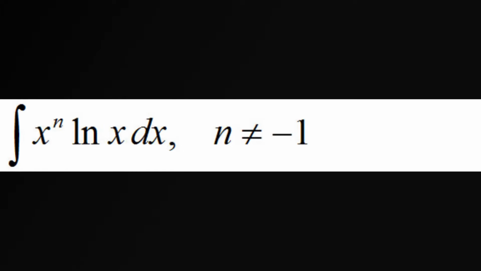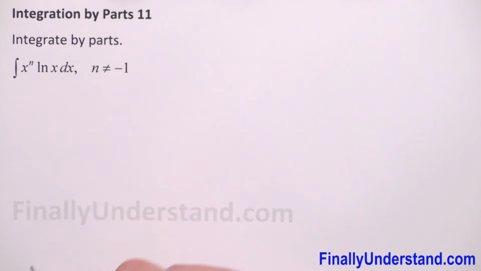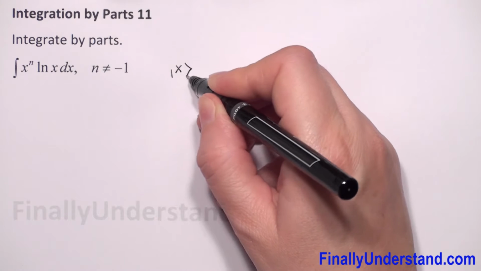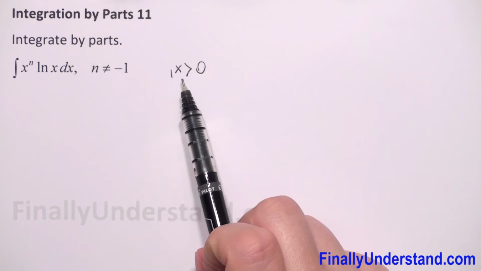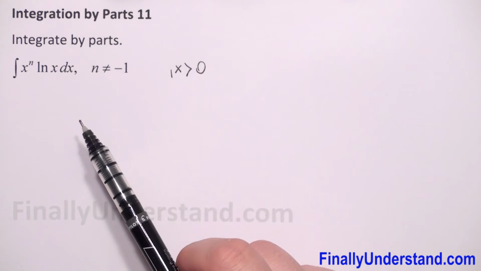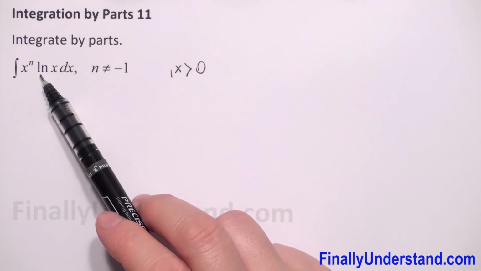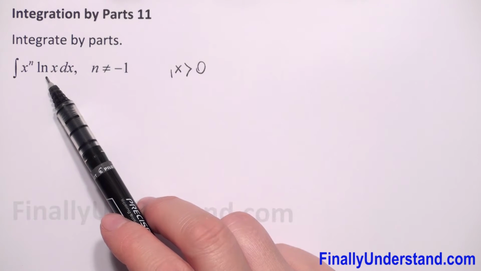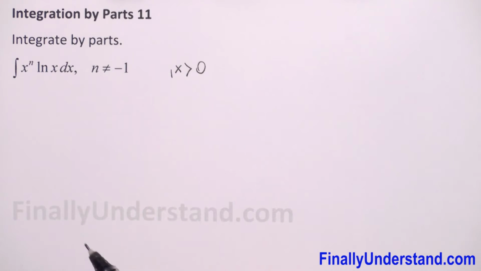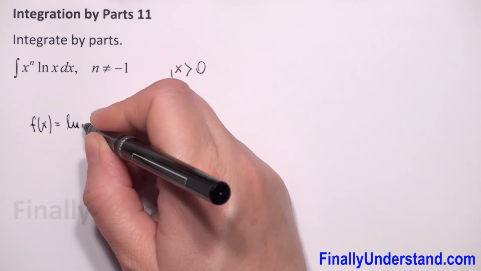We have the integral of x to the power n times the natural logarithm of x. First, we need to put that x must be greater than 0. We calculate the logarithm only of positive values. Next, because we have multiplication here and we have the natural logarithm of x, it will be very easy to reduce the natural logarithm of x when we put that f of x is equal to the natural logarithm of x.